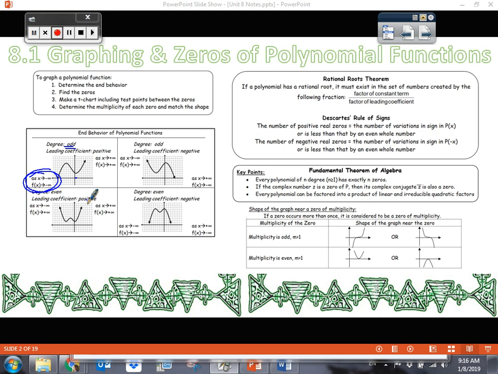Now, if the degree is even, 2, 4, 6, 8, like x squared, x to the 4th, then if the leading coefficient is positive, both ends go up. The end behavior is the same, both ends go up. And if the leading coefficient is negative, both ends go down. That's kind of a review for us. We okay with that? All right, let's take a look at the second. So that's graphing polynomials. That's all about graphing polynomials. Now let's look at zeros of polynomials.